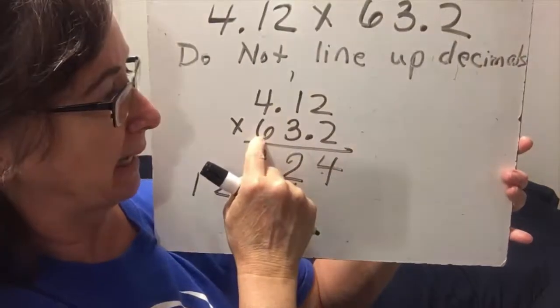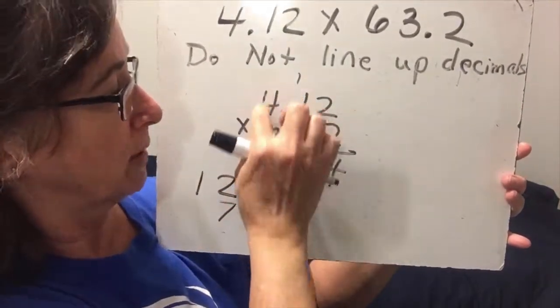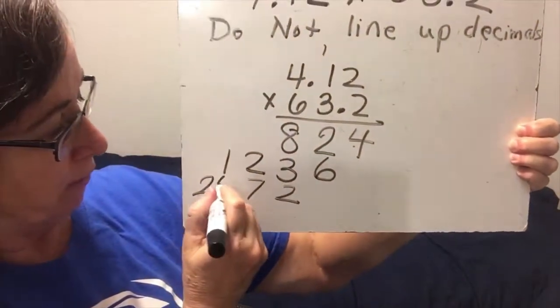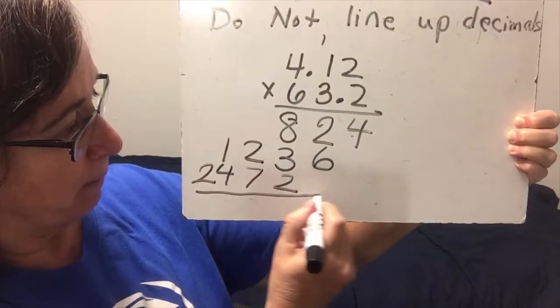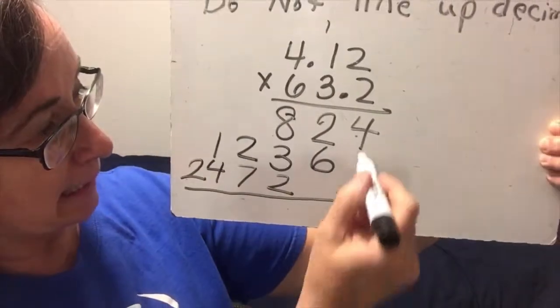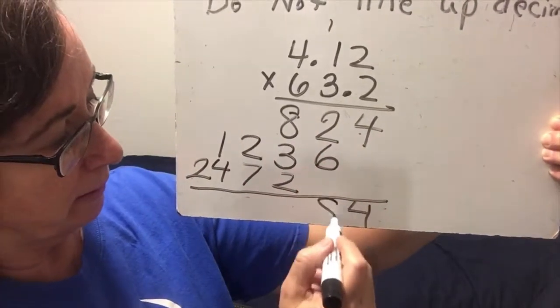And then 1 times 6 is 6 plus 1 is 7. And then 4 times 6 is 24. So I'm going to put the 24 way over there, trying to keep everything lined up here. And then lastly, I'm going to add all my partial products together.